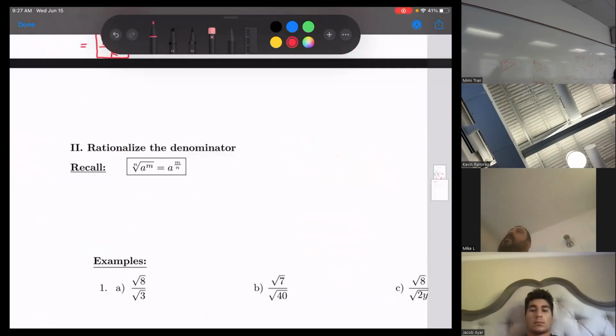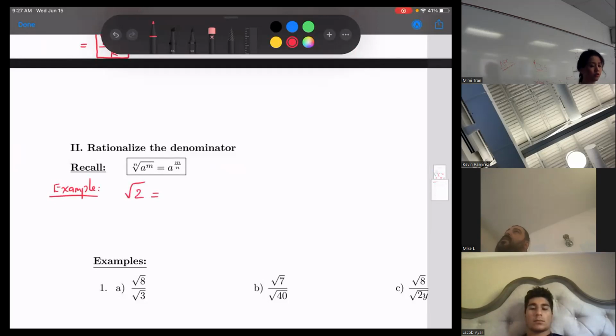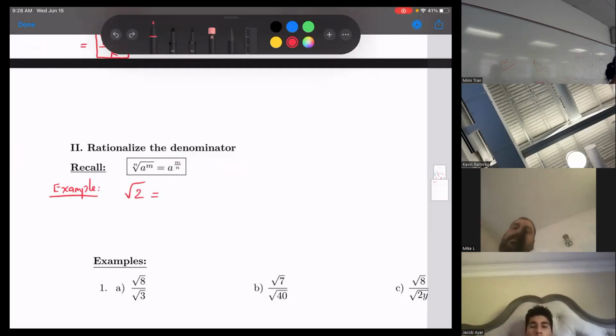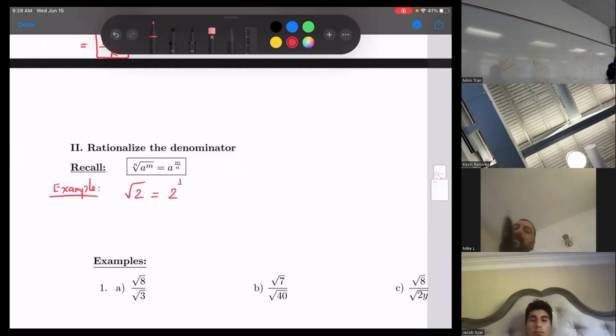If I have, for example, the square root of 2, how would I change it into a rational expression? I want to change it into something like this, no more root. So it would be what? 2 to the 1/2 power. Yeah, thank you, Mike. 2 to the 1/2 power.